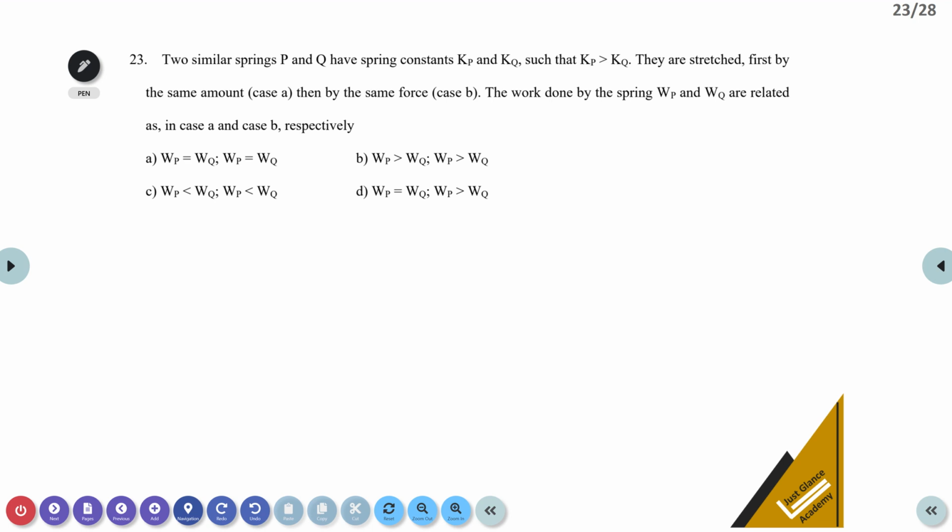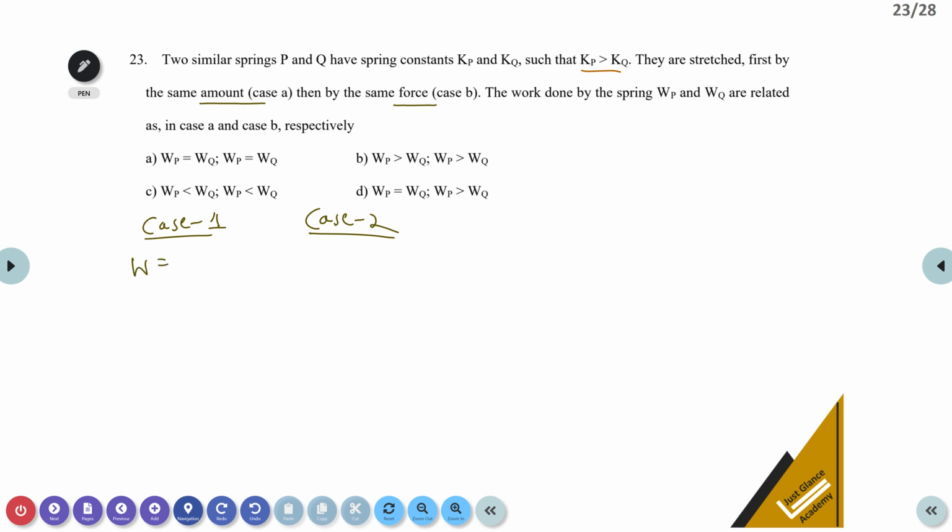Two similar springs P and Q have spring constants Kp and Kq such that Kp is greater than Kq. They are stretched first by the same amount, that means x is the same, then by the same force. There are two problems indirectly being asked. Case 1 and case 2. In case 1, the same amount means x is the same.